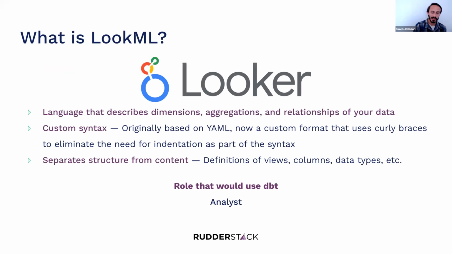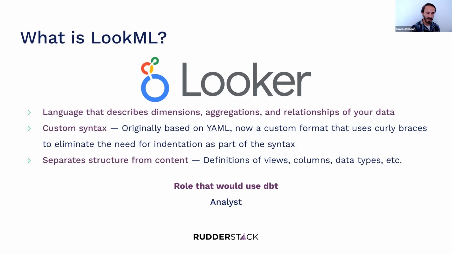Exactly. So LookML is part of Looker. It's the modeling portion of Looker. Looker kind of has two parts. One part's the modeling, it's LookML, and the other part's literally the visualization, which business users can use. LookML is just the language that describes the dimensions, aggregations, and relationships of your data. It basically just describes your data model. It's a custom syntax. It's kind of like YAML, but not really, because I think it started with YAML. It's just a custom format, but it's relatively easy to pick up.